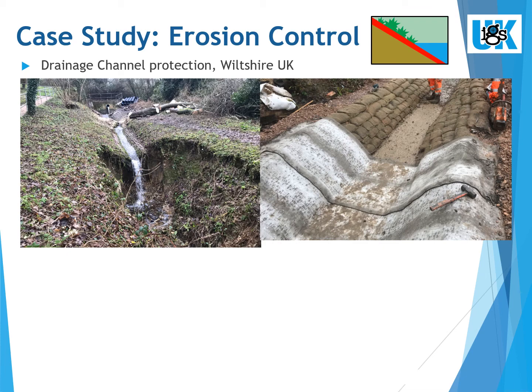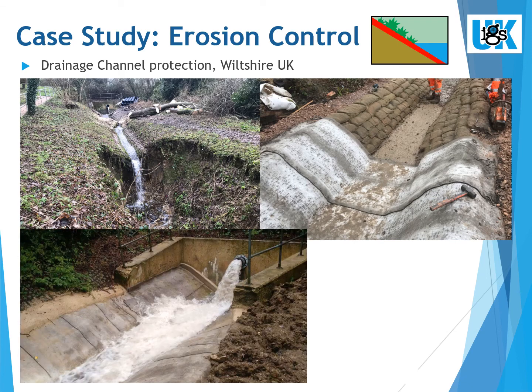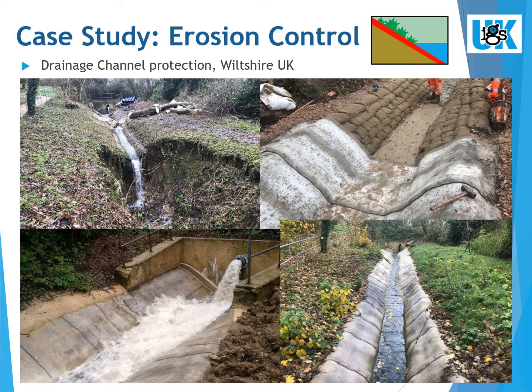The solution adopted was to re-establish the channel to the original profile and then line the entire channel with a hard armor system, GCCM, due to the high velocities of the water. The pictures show the channel in full flow with velocities up to 8 meters per second. The last picture was taken 9 months after the completion of the works.